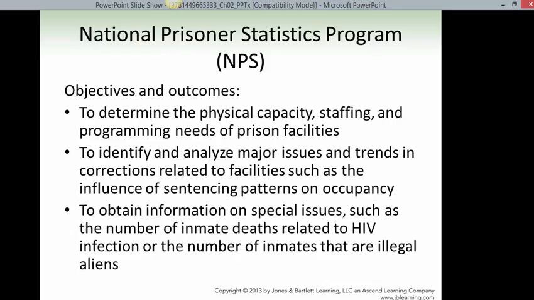National Prisoner Statistics Program, NPS. Objectives and outcomes: to determine the physical capacity, staffing, and programming needs of the prison facilities; to identify and analyze major issues and trends in corrections related to facilities, such as the influence of sentencing patterns on occupancy; and to obtain information on special issues, such as the number of inmate deaths related to HIV infections or the number of inmates that are illegal aliens.